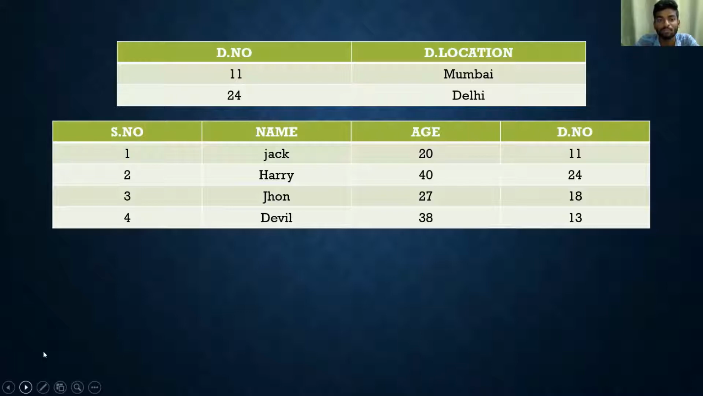Then only it has some relation. It has some relations only. We have a location. Location is Mumbai, Delhi. Here 11, 24. These are the integer values, and door number is an integer type column. So door number is the foreign key of table 1, but it acts as the primary key of the next table, table 2.